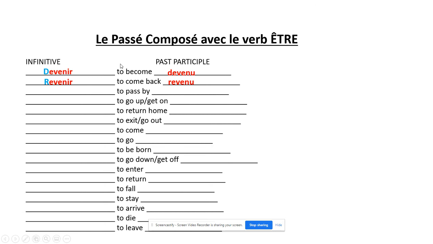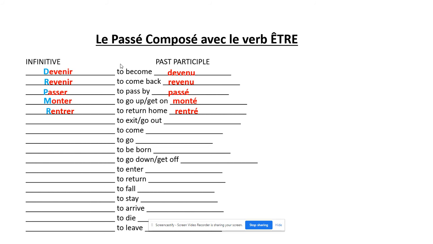To pass by, passer, and that's a regular ER verb. So we're going to go ahead and drop the ER, replace it with accent aigu for the past participle. To go up or to get on, which we learned when we learned about the metro: monter, another regular ER verb. So drop the ER, replace it with accent aigu. To return home, rentrer. Drop the ER, replace it with accent aigu. To exit or to go out, a verb we just recently learned in the present tense.